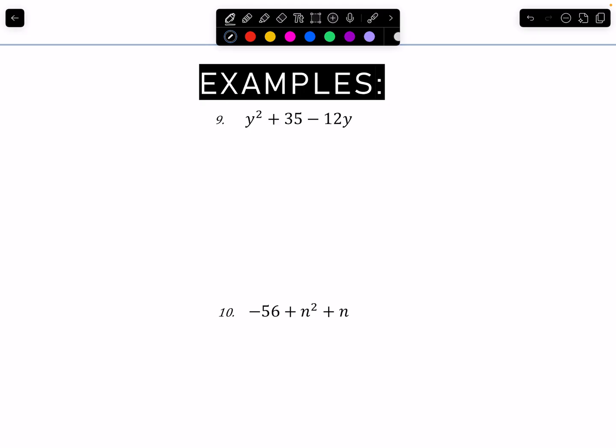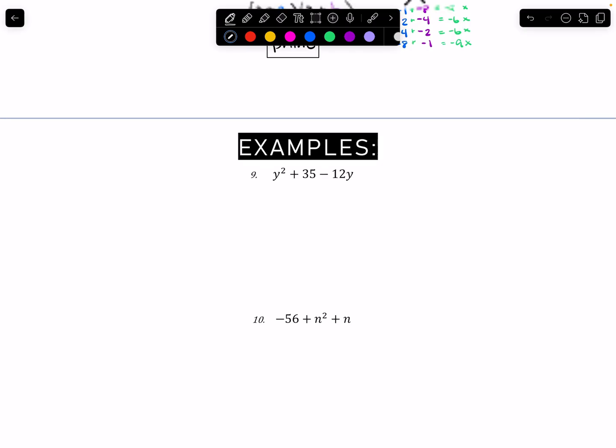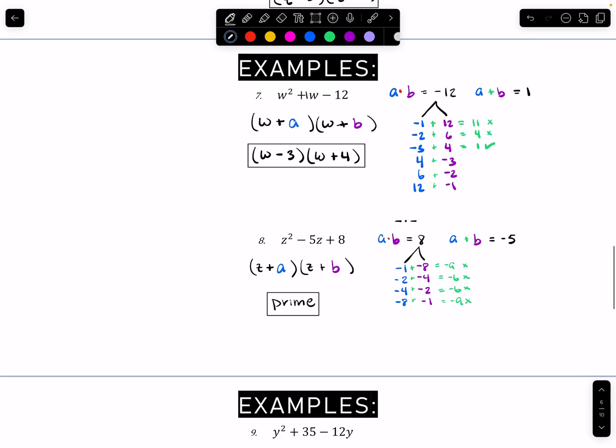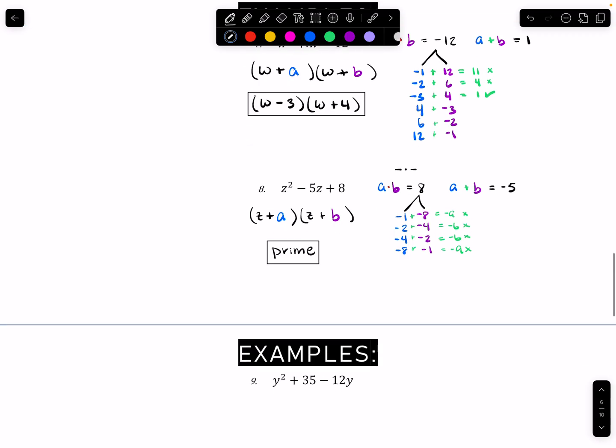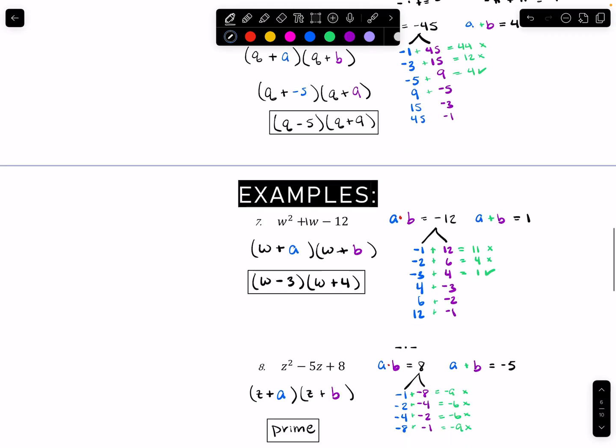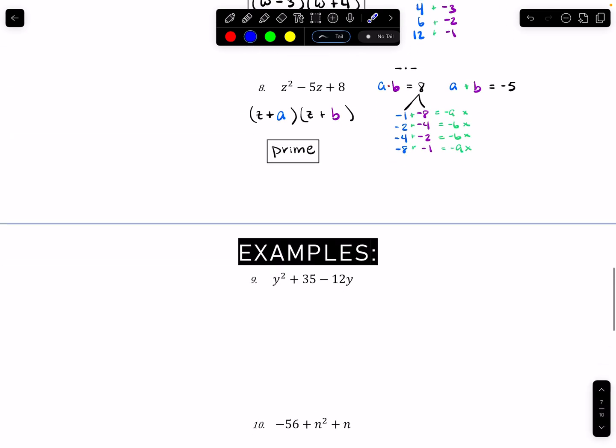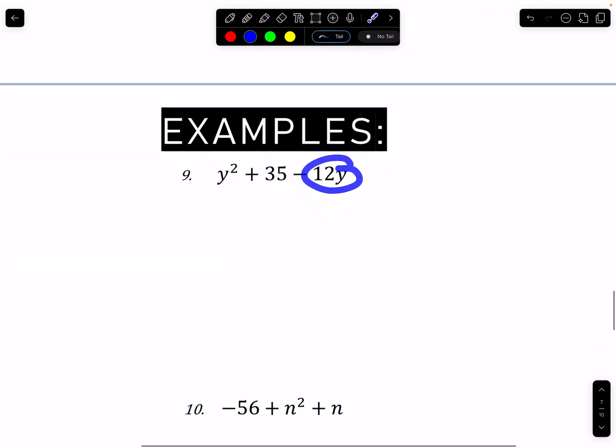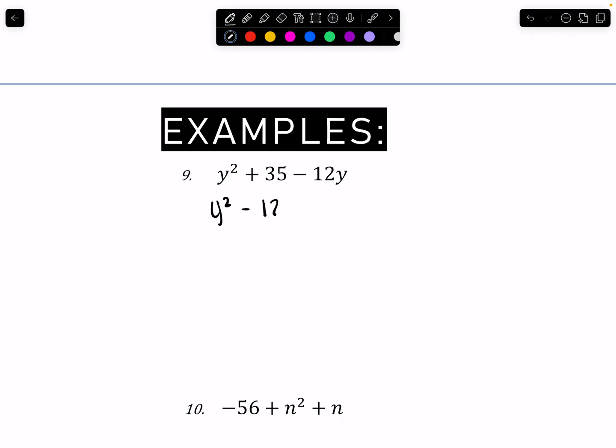Now, the first thing we should recognize here is that this is not in standard form. It is easier on us when we work with things that are in standard form, like we've been working with. Remember, a lot of math is taking what you have and writing it how you know what to deal with. We know how to deal with things that look like this, so let's make it look like this, where that y term is in the middle. So I'm going to go ahead and start by rewriting this as y squared minus 12y plus 35.